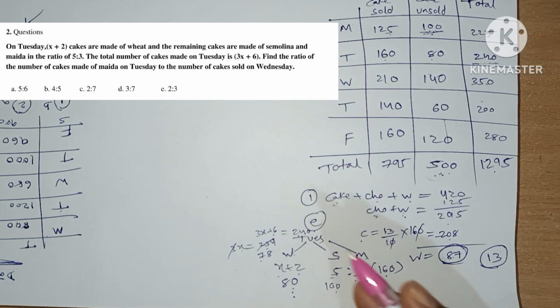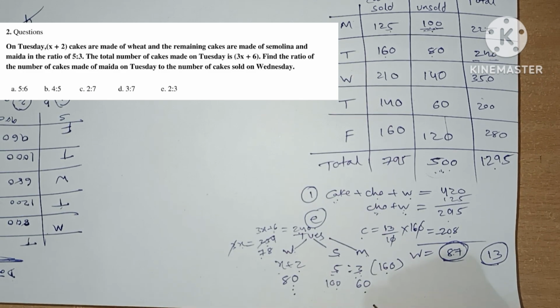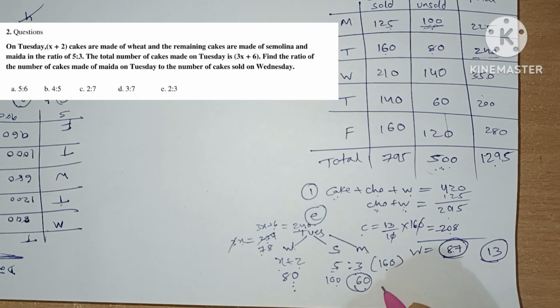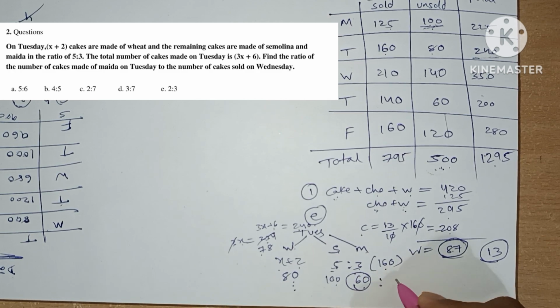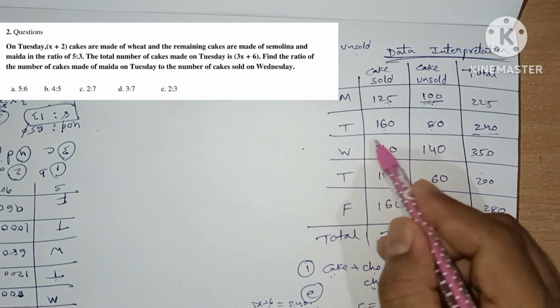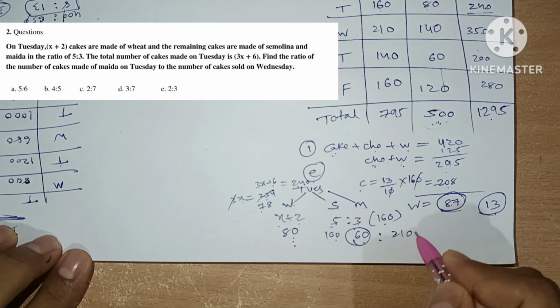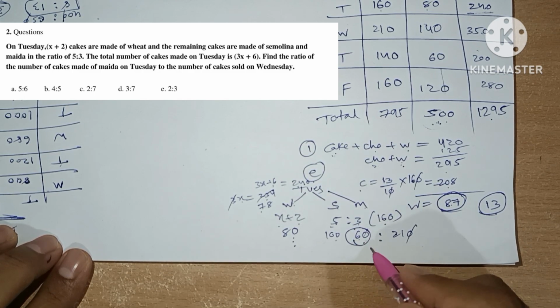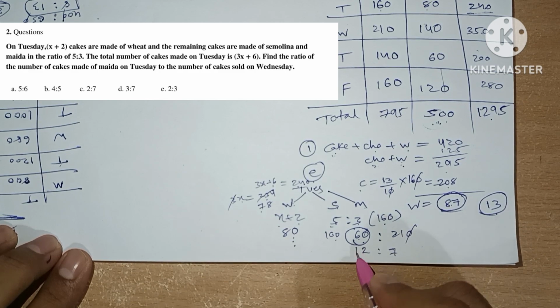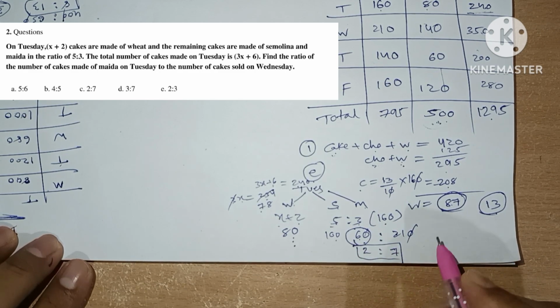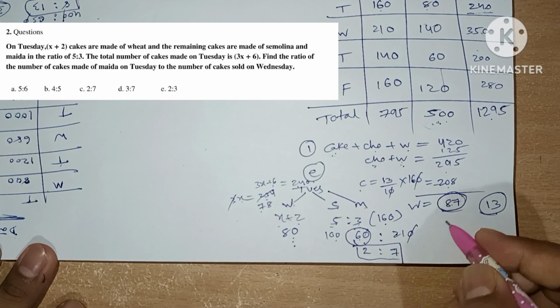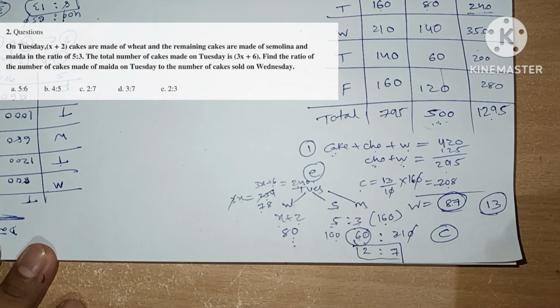Now the question asked is to find the ratio of the number of cakes made of maida, this one, to the number of cakes sold on Wednesday. Cakes sold on Wednesday is 210. So talking about 60 to 210, the zeros cancel, 6 means 3 times 2, 3 times 7. The ratio we got is 2 to 7. So option C is the answer for the second question.